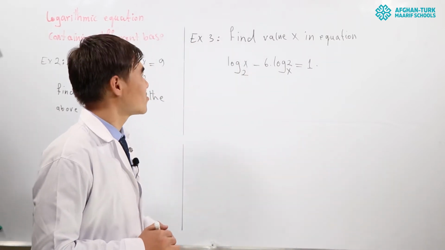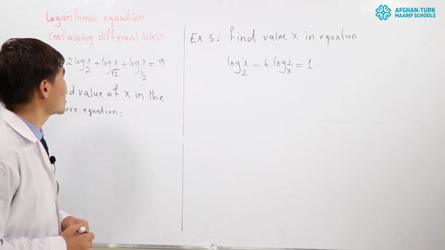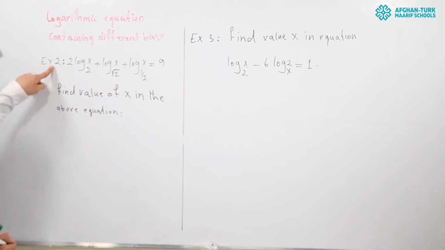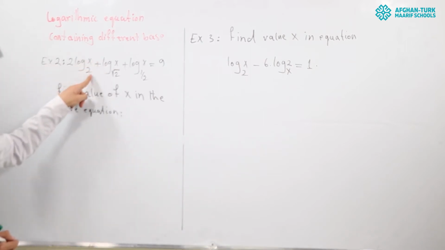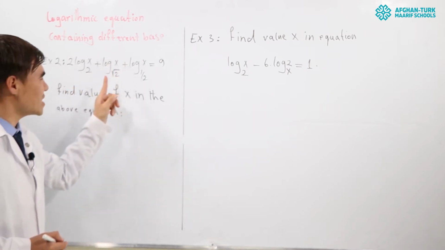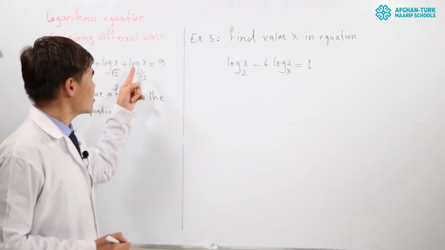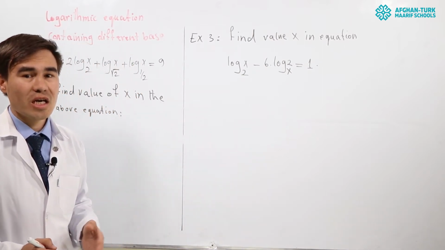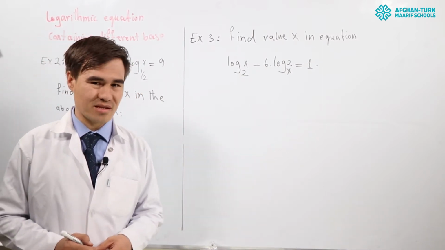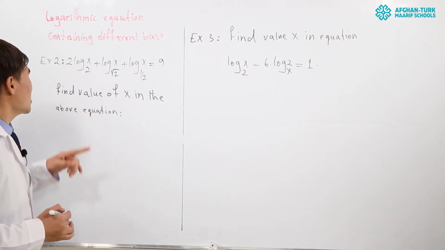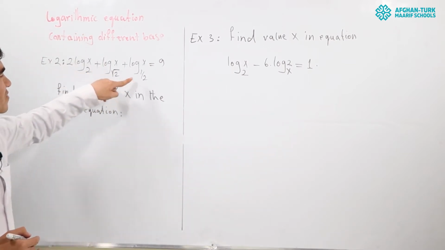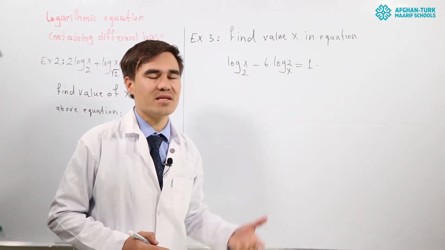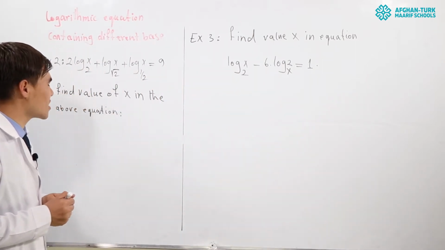Dear students, let's check the second example for logarithmic equations with different bases. Example 2 says: 2 times log of x to base 2 plus log of x to base square root of 2 plus log of x to base 1 over 2 is equal to the number 9. How can we find the value of x in this kind of equation? As you see, the bases are different, so we must make all the logarithmic expressions have the same base.